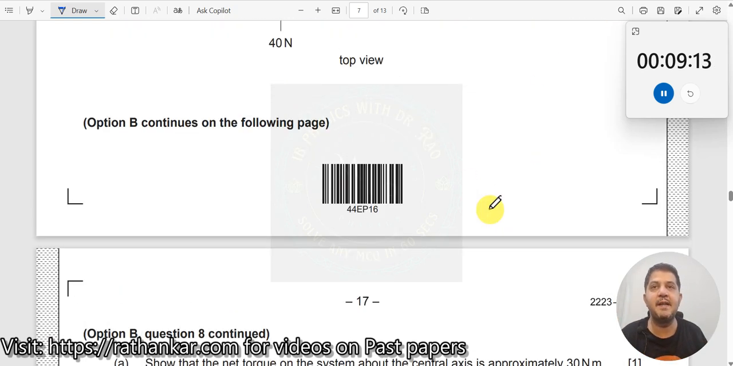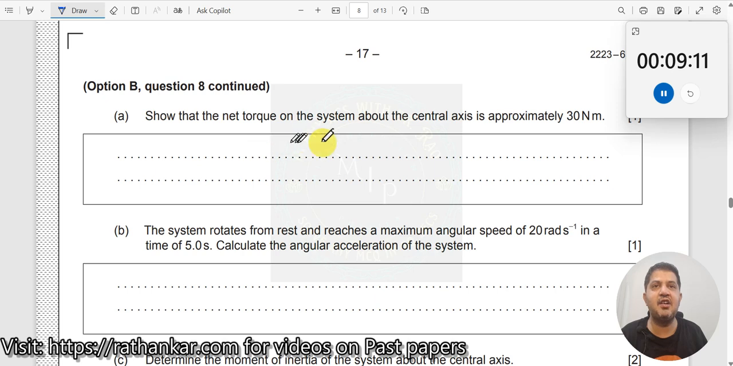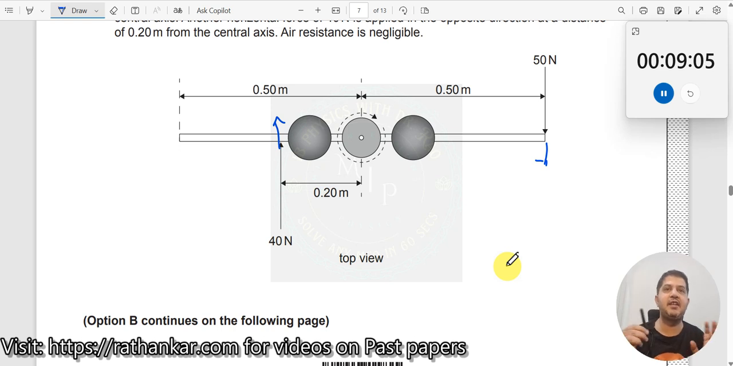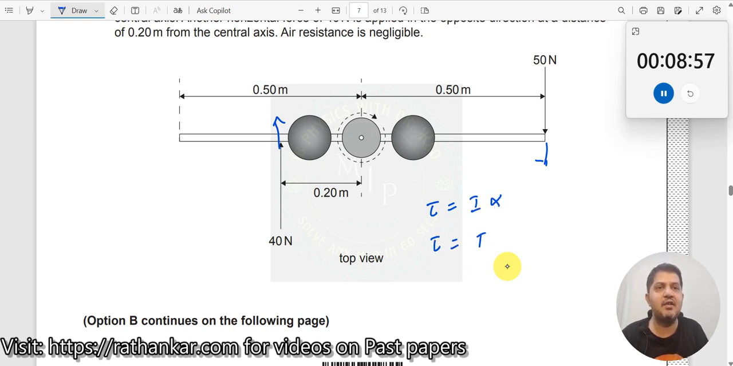Now what else has been asked? Show that the net torque on the system approximately is 30 Newton meter. You need to find out the net torque. What is torque? Torque is given by two formulae. One is, you can write torque equal to I into alpha, and you can also write torque equal to force multiplied by displacement or distance or perpendicular distance.